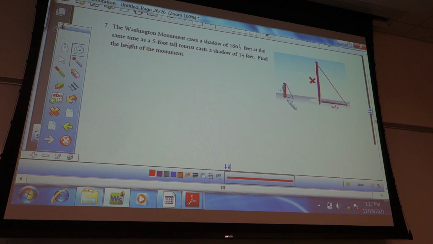So those should be across from each other. So X, and then this is 166.5, and this is 5, and this is 1.5. 6.5 would be like that. So set up your proportions so that they match up. And then solve.